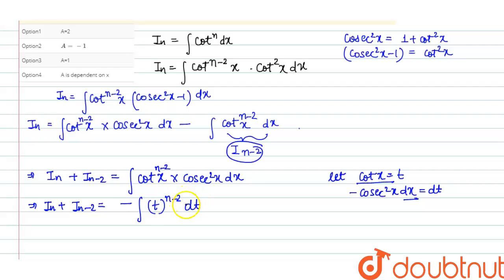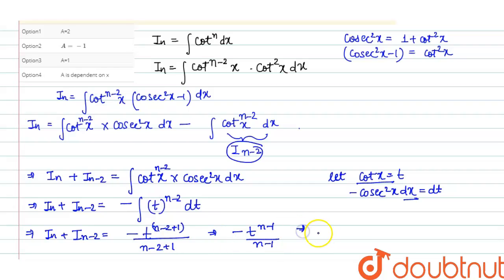We know the integration of x to the power n is x to the power n plus 1 upon n plus 1. So I can write I_n plus I_n minus 2 equals minus t to the power n minus 2 plus 1, and in the denominator n minus 2 plus 1. It becomes minus t to the power n minus 1 upon n minus 1. Now let's put the value of t: t is cot x, so it is minus cot x to the power n minus 1 upon n minus 1.